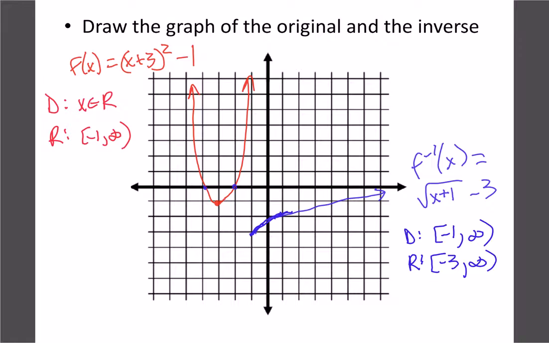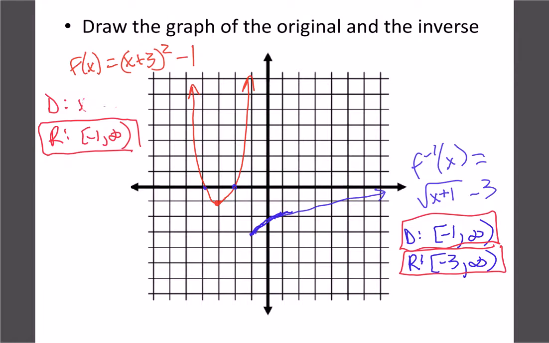Remember, when we're dealing with diagonal reflections, our x's and y's trade, so that means our domain and range would trade. So our range is good. You can see our range of greater than -1 matches our domain on our new function. That part's good. It's the range that is at -3 to infinity that should match our original domain, which it doesn't. So what we have to do is change the original to match that. So our original should be from -3 to infinity.